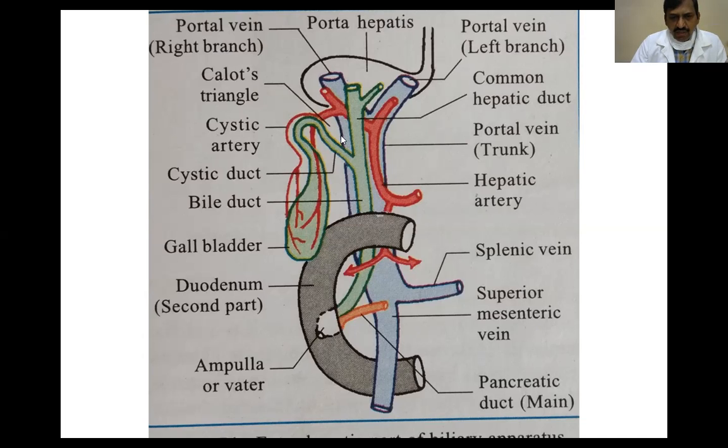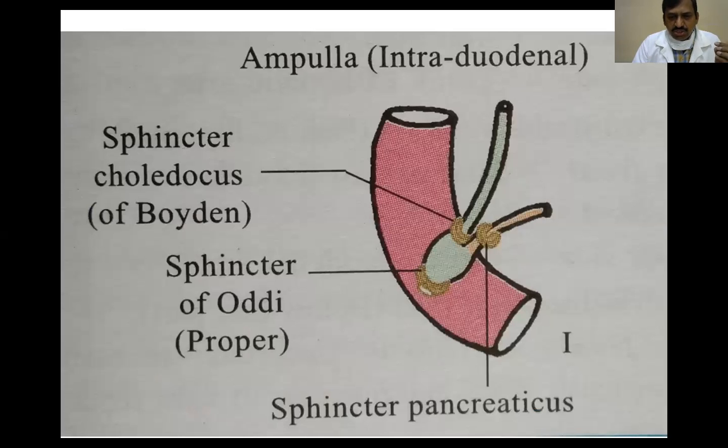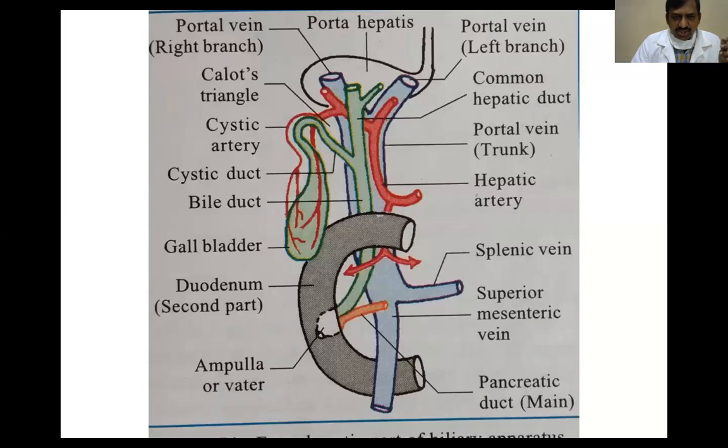Okay. Then there is another special area. This is nothing but the Calot's triangle. This Calot's triangle is also clinically very, very important, especially during the cholecystectomy. You must be very careful with the Calot's triangle. We will discuss what Calot's triangle is.